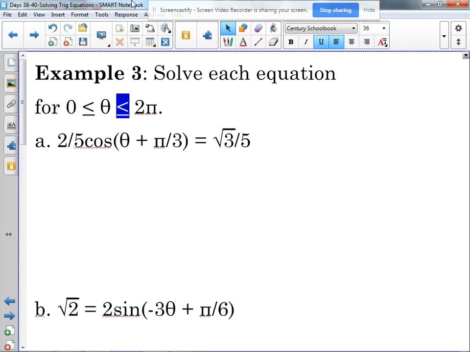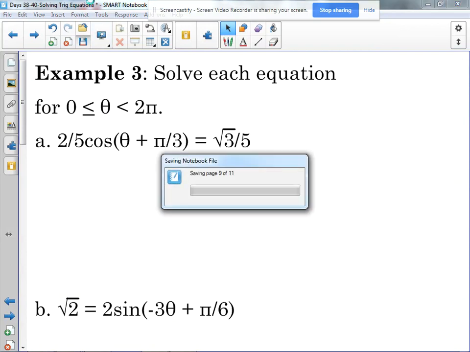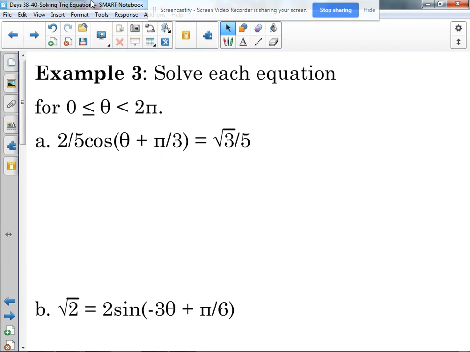Okay, so let's look at what's similar and what is different compared to what we have been doing here. The instructions are the same. We're still solving the equation between 0 and 2 pi, so we still want our answer in radians. We could just as easily give our answers in degrees. It's just that when you're dealing with equations, the tradition is that you use radians.